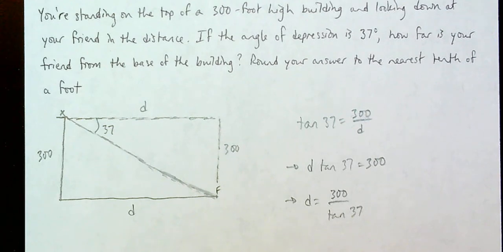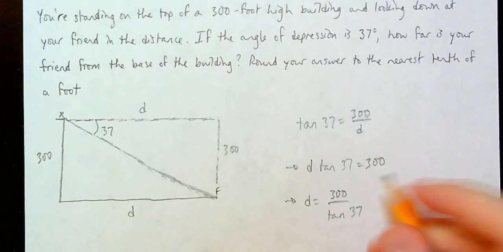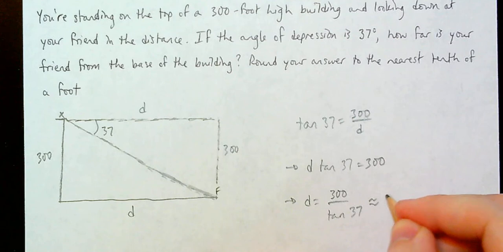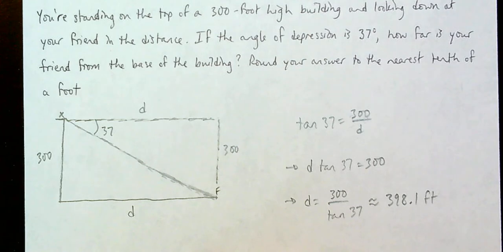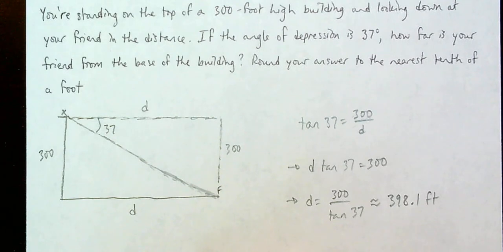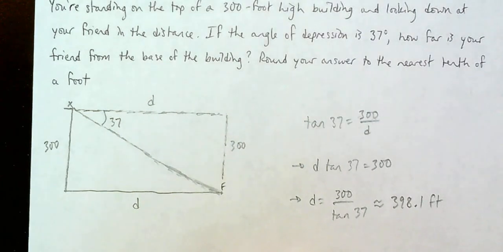If you do 300 divided by the tangent of 37, and it says round to the nearest tenth of a foot, you get 398.1134, but to the nearest tenth, that's 398.1 feet. Again, making sure your calculator is in degrees mode here, not radians. So these are just a couple real-life sample problems to see how we can use trig in order to determine distances or lengths or heights or anything of that nature.